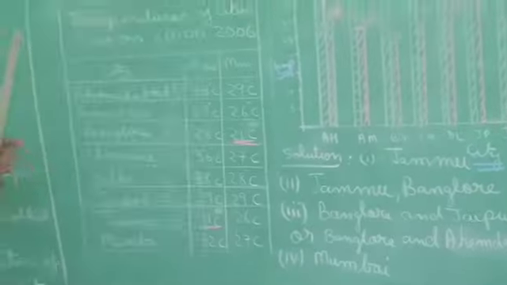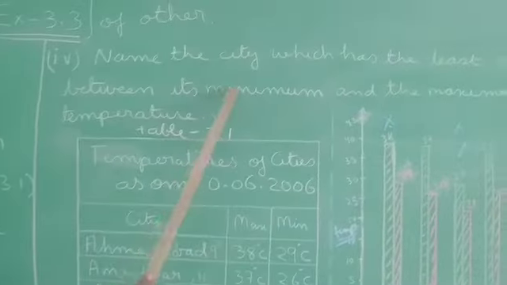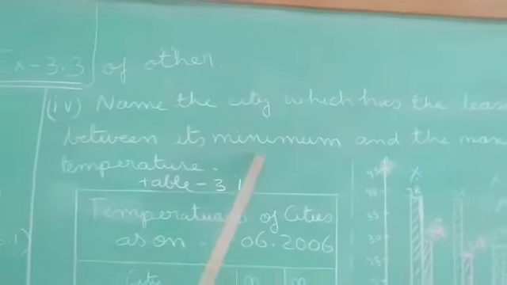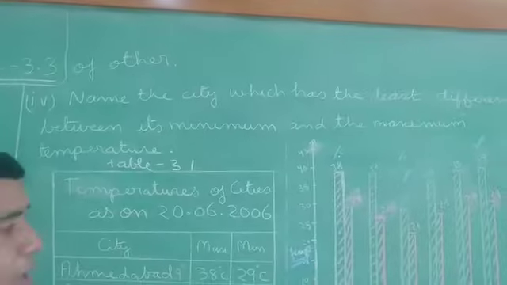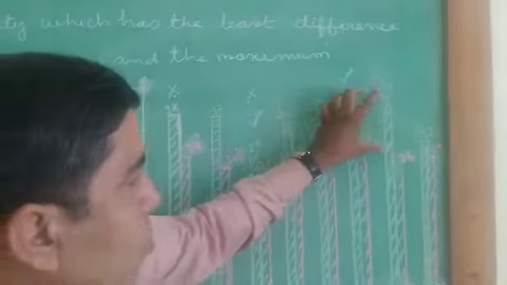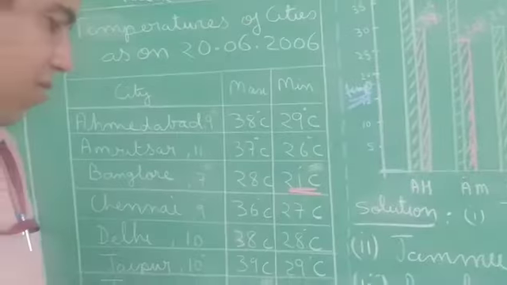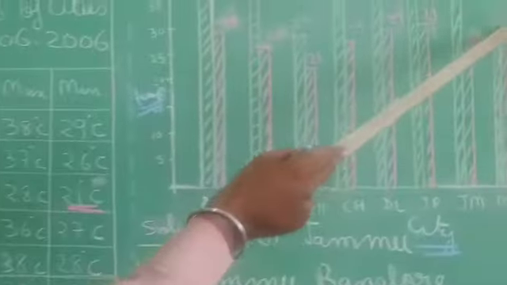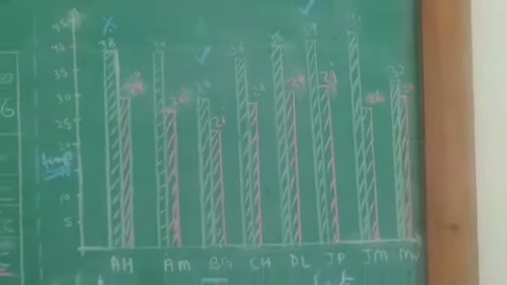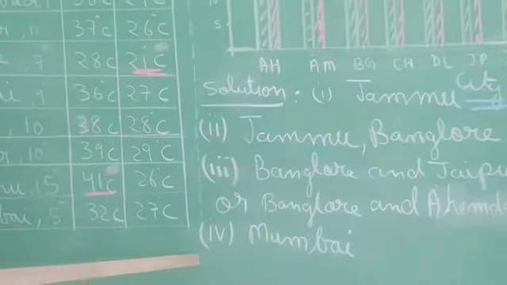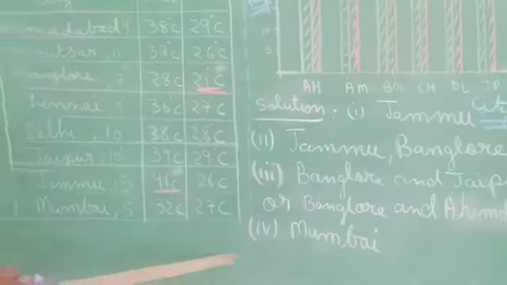Now the next one: name the city which has the least difference between the minimum temperature and maximum temperature. Least means less difference. So where is the gap smallest? You can see here 5 degrees is the gap. It is Mumbai. The answer is Mumbai. This is the only question here.